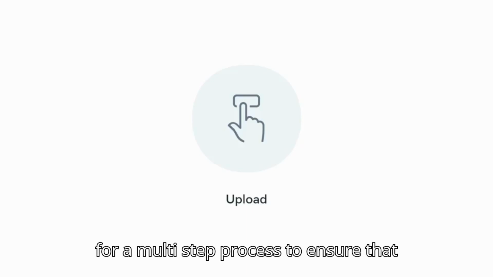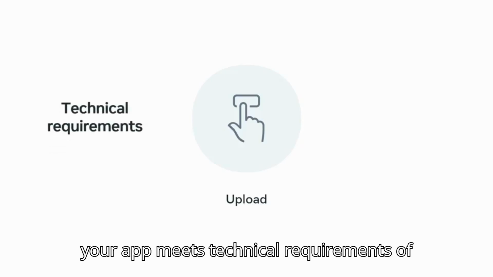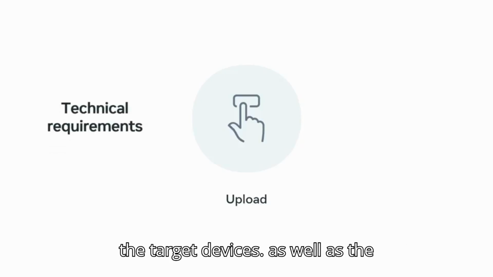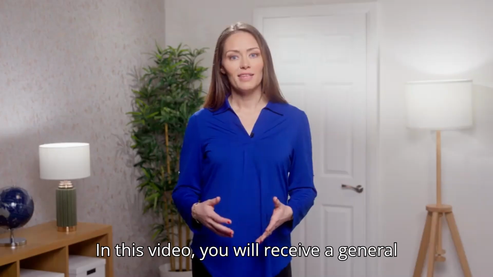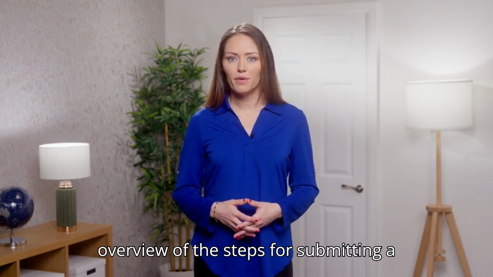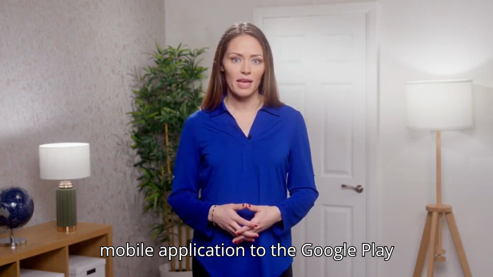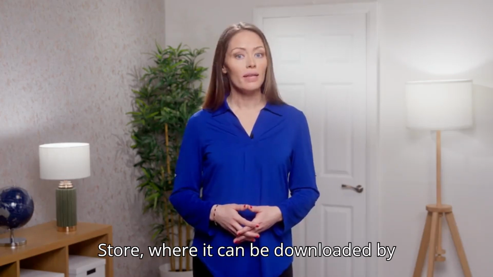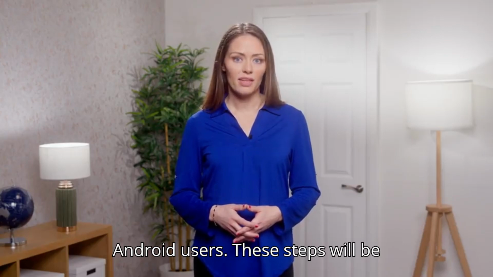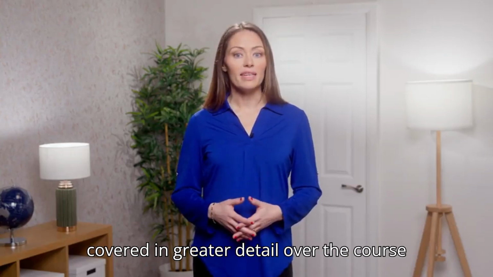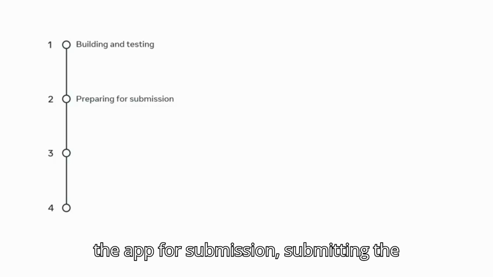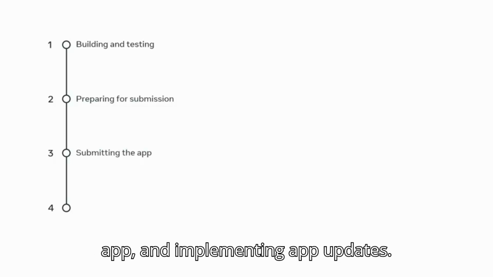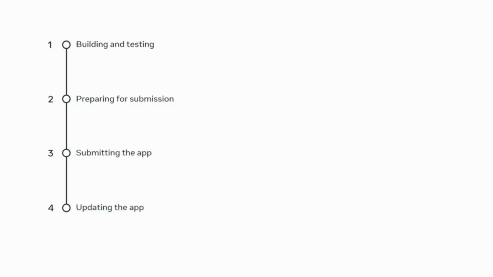It calls for a multi-step process to ensure that your app meets technical requirements of the target devices, as well as the standards set by the platform provider. In this video, you will receive a general overview of the steps for submitting a mobile application to the Google Play Store, where it can be downloaded by Android users. These steps will be covered in greater detail over the course of this lesson. The steps include building and testing your app, preparing the app for submission, submitting the app, and implementing app updates.